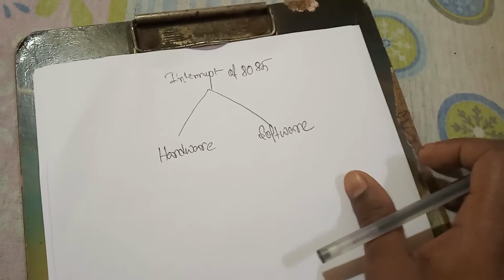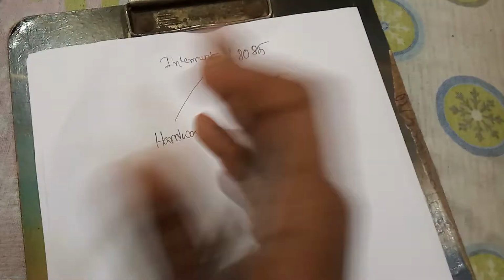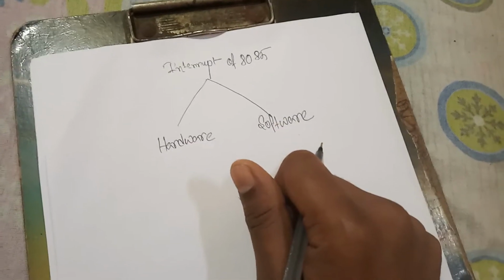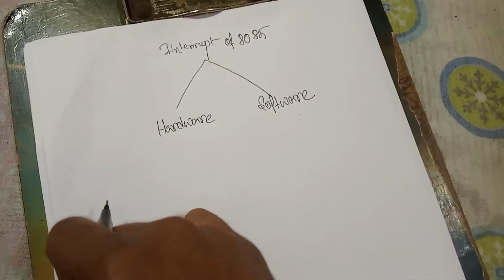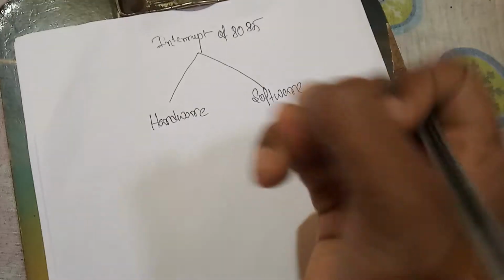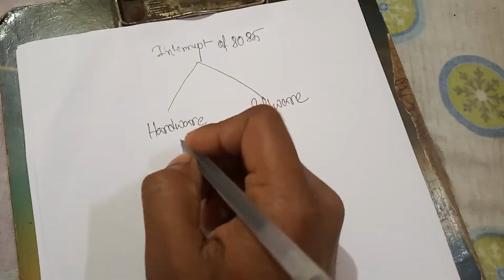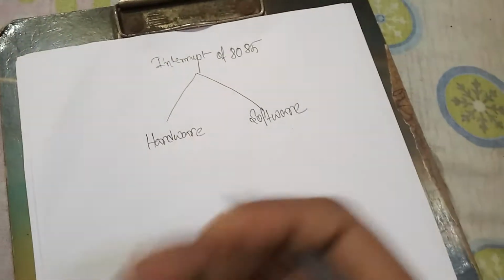non-vector interrupt. Both are in the family of hardware interrupt and software interrupt. That means hardware interrupt can be maskable or non-maskable, software interrupt is also maskable and non-maskable. Clear?